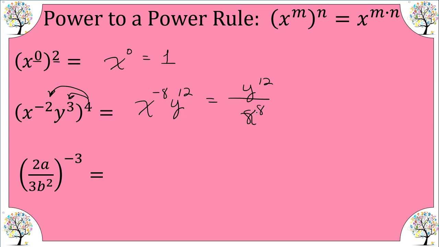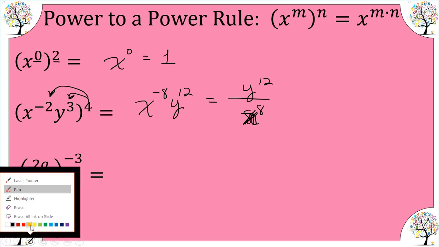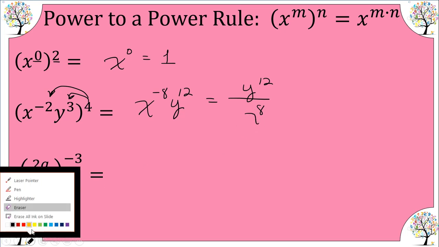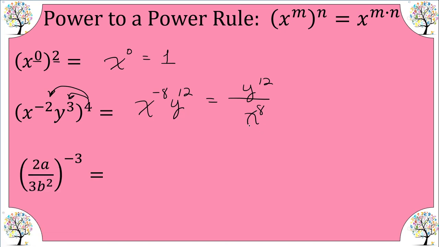So we have y to the 12 over x to the 8th. Oops, excuse me, this needs to be x. So erase that, make it neat. It is totally okay if we make mistakes, just let's correct them.